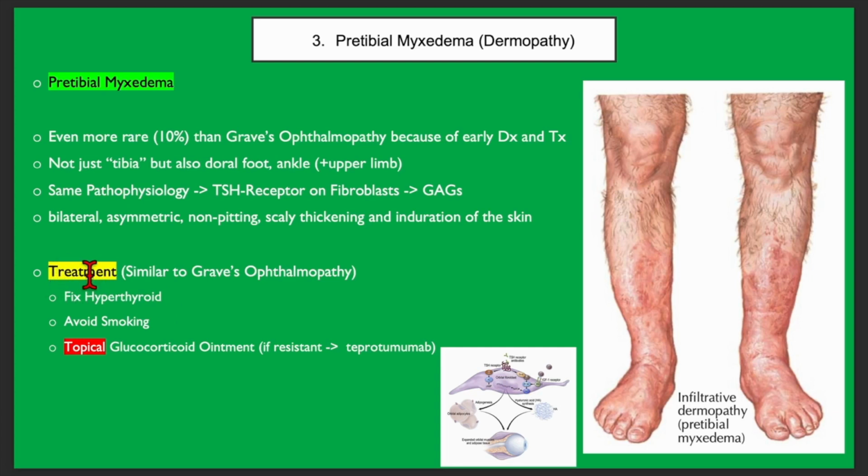And how we treat it, again, fix the Graves and hyperthyroidism, avoid the smoking, but this time we don't go IV, we go topical. So use topical glucocorticoid ointment. And again, if it's resistant, use the new drug, teprotumumab, okay?